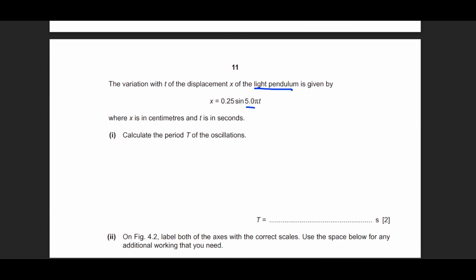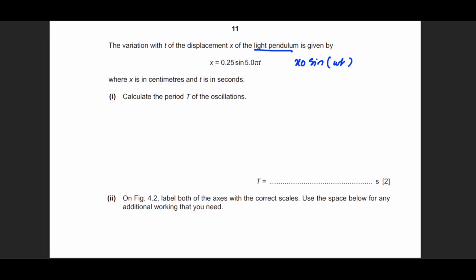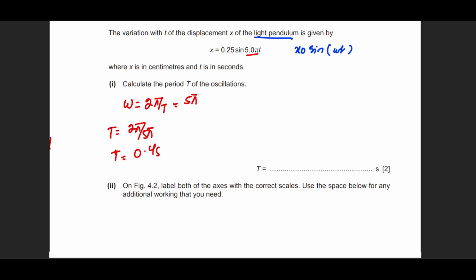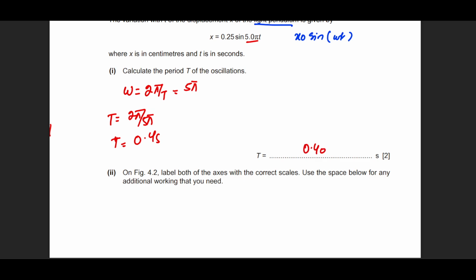So we have the equation. We know the equation looks like x naught sine omega t. So whatever is written instead of t is actually a part of omega, right? So my omega is equal to 2 pi by T, which is equal to 5 pi given in the question. So I need to find the T. So T equals 2 pi divided by 5 pi. So T comes out as 0.4 seconds. Since we need to represent two significant figures, this will be 0.40.